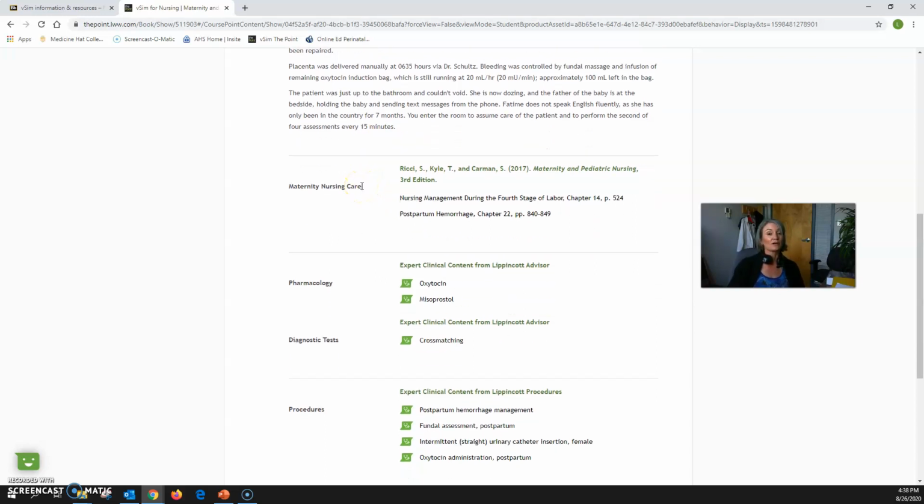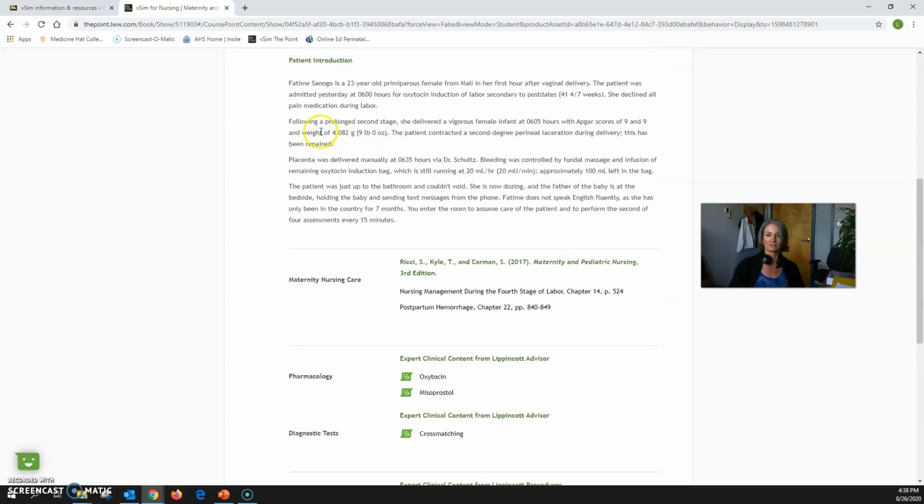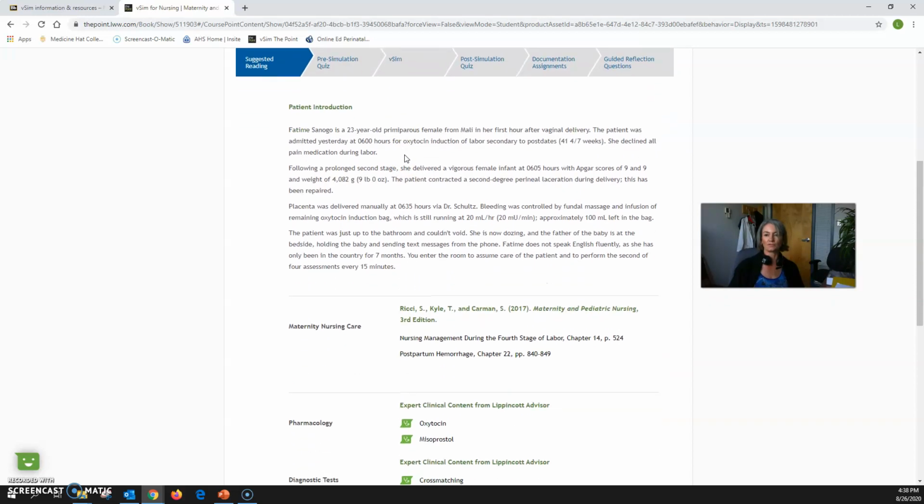So again, are there some priority nursing diagnoses? Right away, there's a lot of things in here that I'm flagging, right? So hopefully you guys are as well. We know that she was oxytocin induction. There's certainly potential repercussions for that or higher risks. She declined all pain medication. Not necessarily a risk, but certainly making note of that.